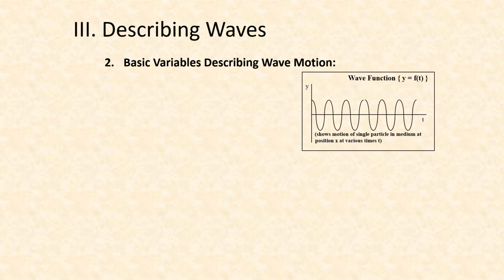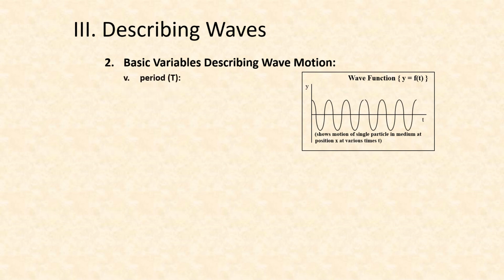So in this slide, we will continue describing basic wave variables that we can use to describe the motion of a wave. And I want you to notice here, in the diagram, we no longer have a waveform. We no longer have a spatial representation of a wave. We're now looking at the wave function. Notice on your horizontal axis, we have time plotted. So what we're showing here is the motion of a single particle in a medium at a specific position x. But we're showing how that particle moves in time. So time becomes a variable.